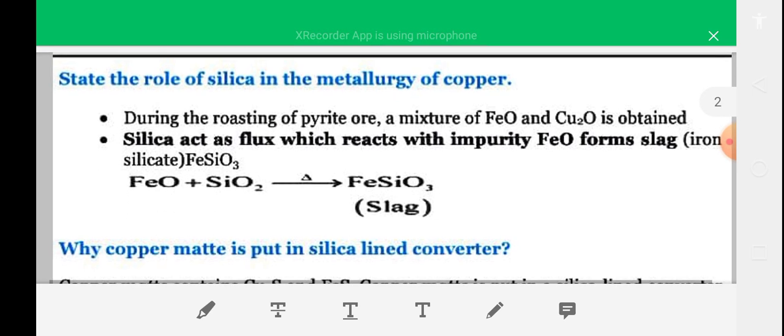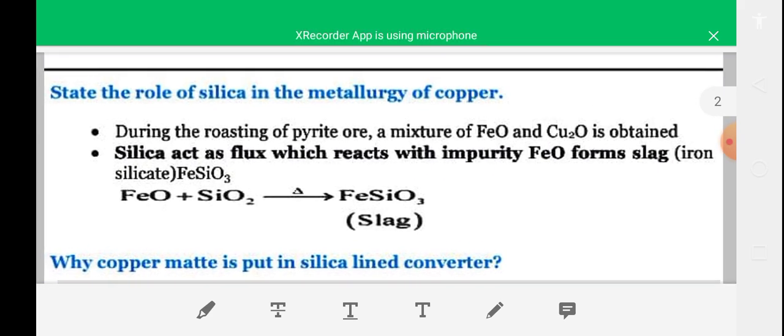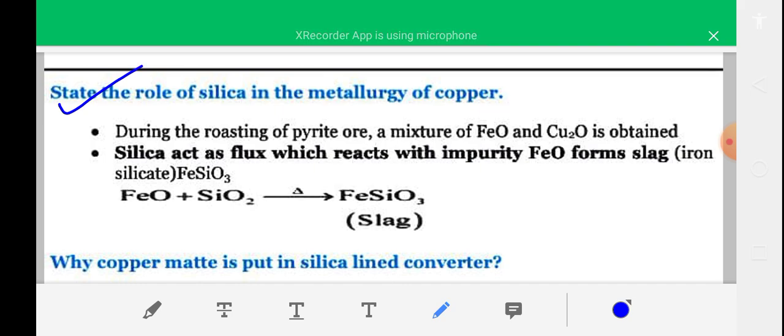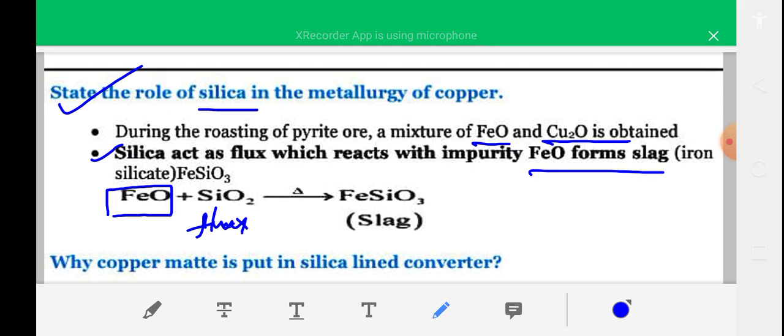Now, state the role of silica in metallurgy of copper. What is the role of silica in metallurgy of copper? Okay, silica SiO2 is used as flux. It removes the basic impurity FeO present in sulfide ore. So during the roasting of copper pyrites, a mixture of FeO and SO2 is obtained. The silica acts as flux which reacts with impurity FeO forming slag, FeSiO3. Okay, FeSiO3 is slag.